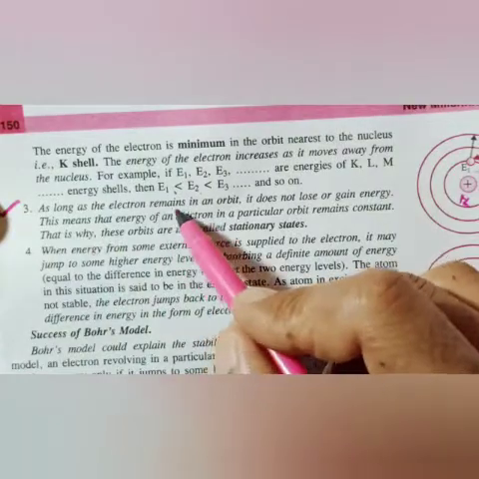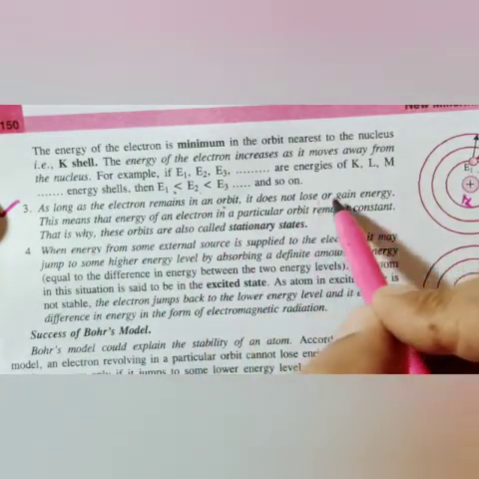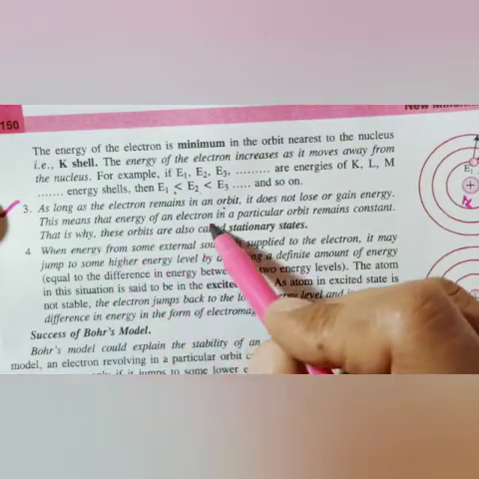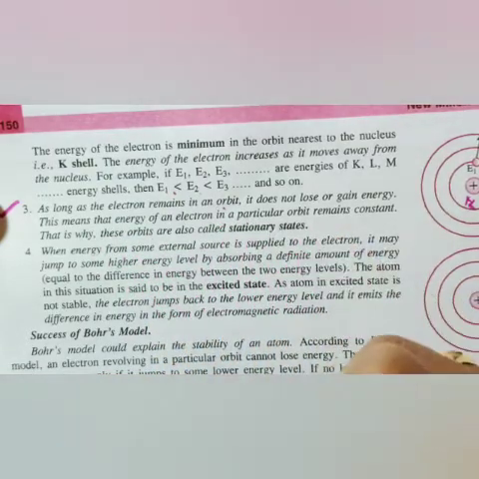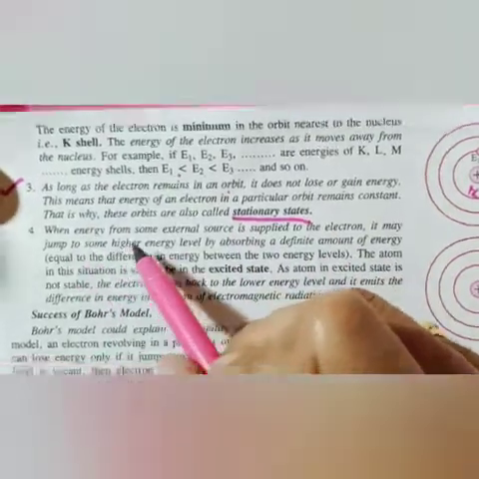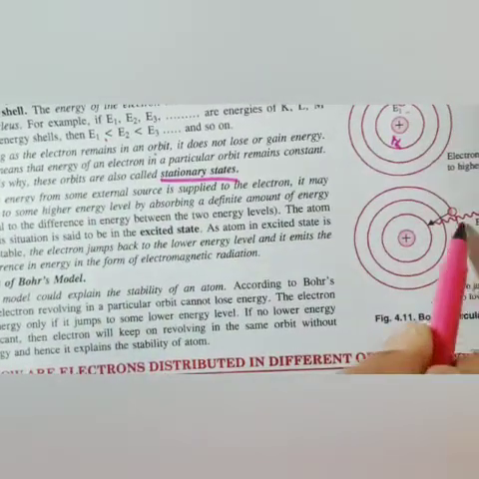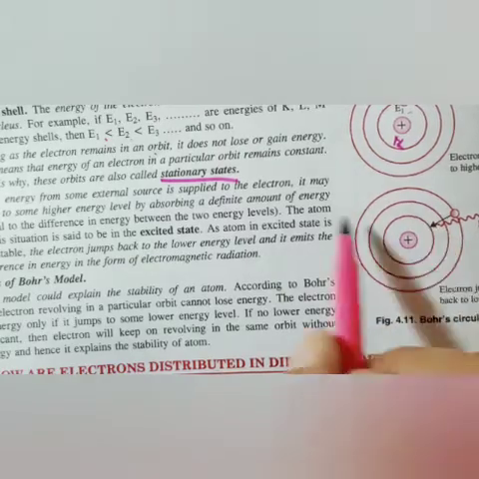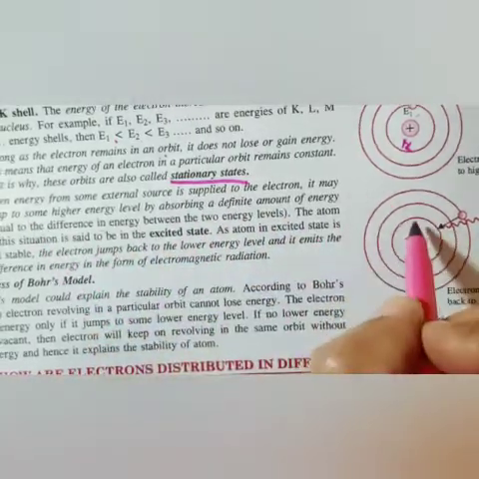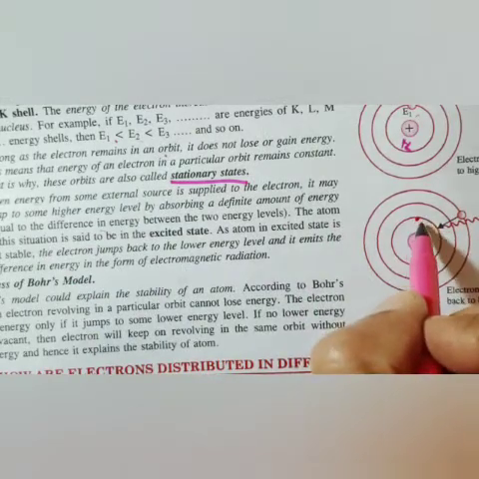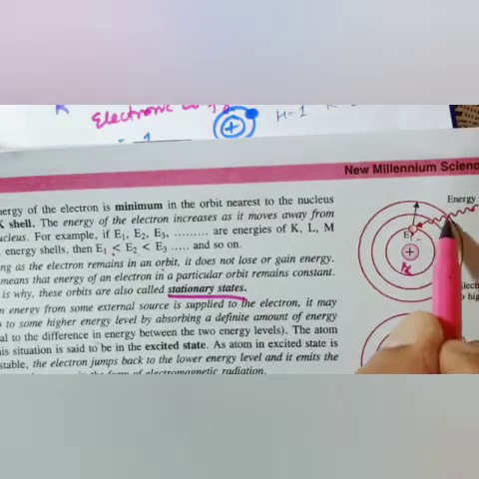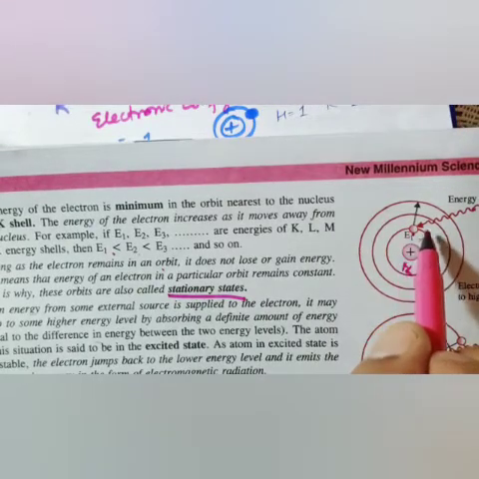As long as the electron remains in an orbit, it doesn't lose or gain energy. The energy of an electron in a particular orbit remains constant. That is called a stationary state. But when energy comes from some external source, the electron may jump to a higher orbit. The electron will jump from lower to higher. It is shown here. The electron will jump as it is gaining energy, whether it is sun energy.